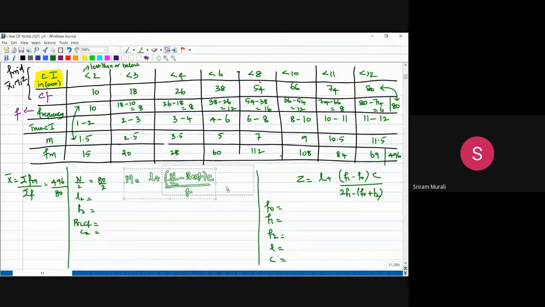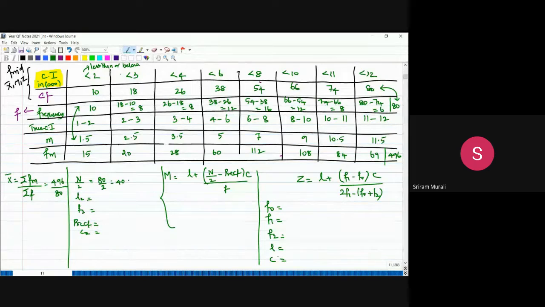80 by 2 is equal to 40. In cumulative frequency, where does it occur? Is it not between this? 38 to 54, sir. So this is my median class. It lies between 38 and 54, so the median class would be this. Now what do I have to do?